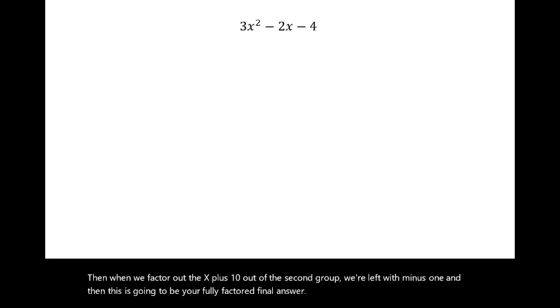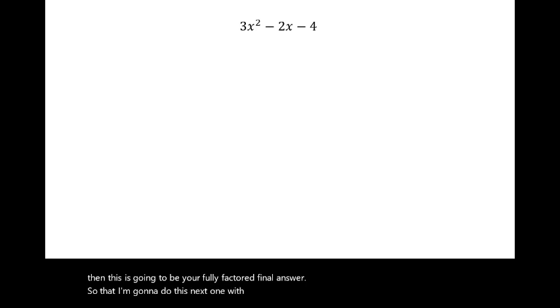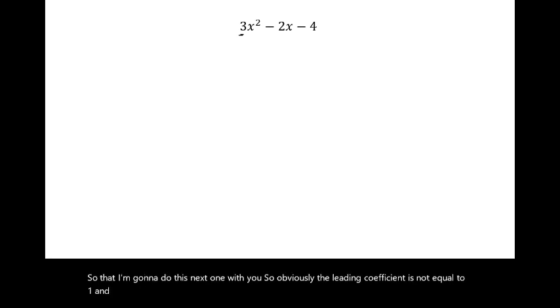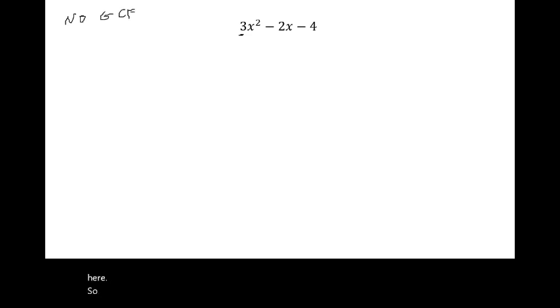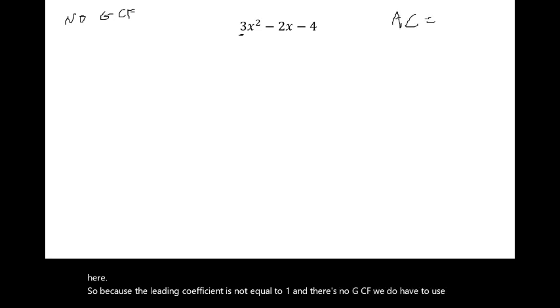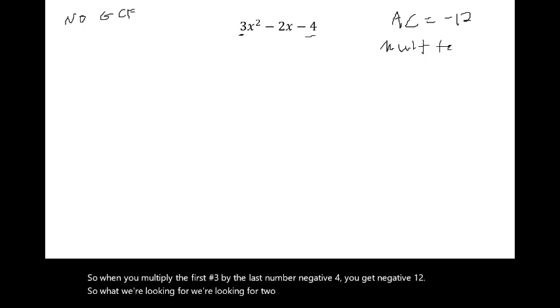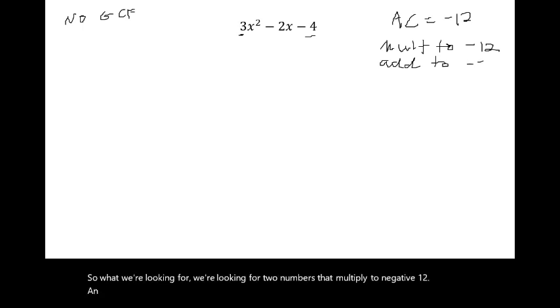So then I'm going to do this next one with you. So obviously the leading coefficient is not equal to 1. And if you take a look at the numbers 3, negative 2, and negative 4, there is no GCF here. So because the leading coefficient is not equal to 1 and there's no GCF, we do have to use the AC method. So when you multiply the first number 3 by the last number negative 4, you get negative 12. So we're looking for two numbers that multiply to negative 12 and add up to the middle number, negative 2.